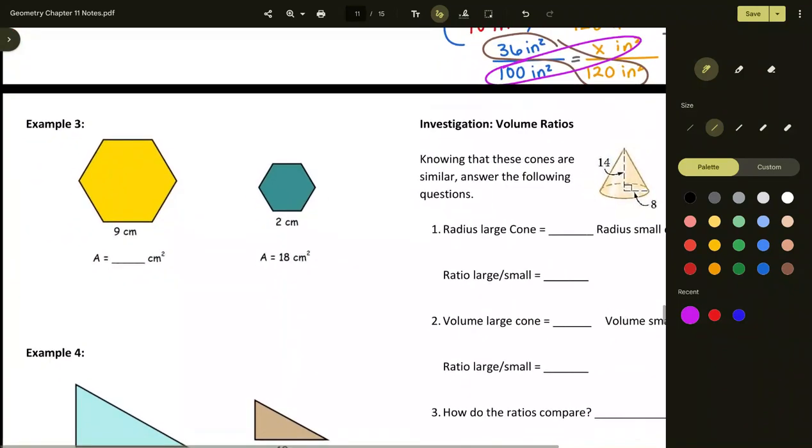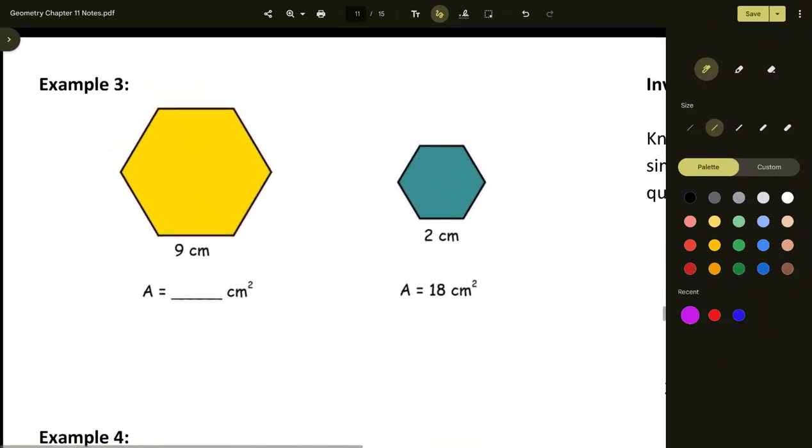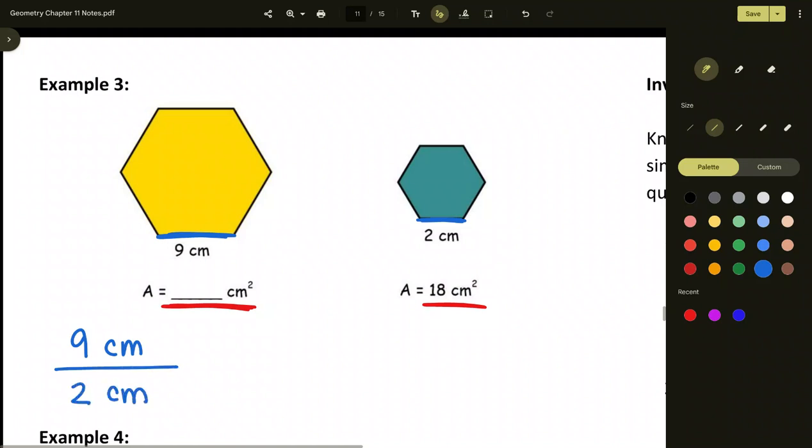All right, let's try another one. Example 3. This time we have a hexagon. In this hexagon, I can see that we have a side length of 9 compared to a side length of 2 centimeters. We are also comparing areas, unknown area in centimeters squared compared to 18 centimeters squared. So I'm going to start by making my ratio. 9 centimeters compared to 2 centimeters. It is going to be equal to our unknown centimeters squared for the area compared to 18 centimeters squared for the area. And we're going to cross multiply.